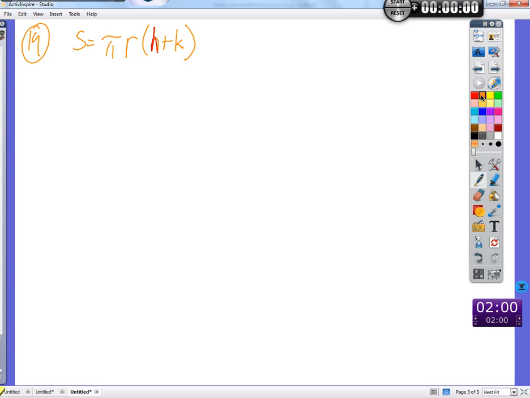Distribute R. Okay, so you're going to distribute just the R, so we'll have pi times HR plus KR. Okay, so we can do that. Distribution still works.